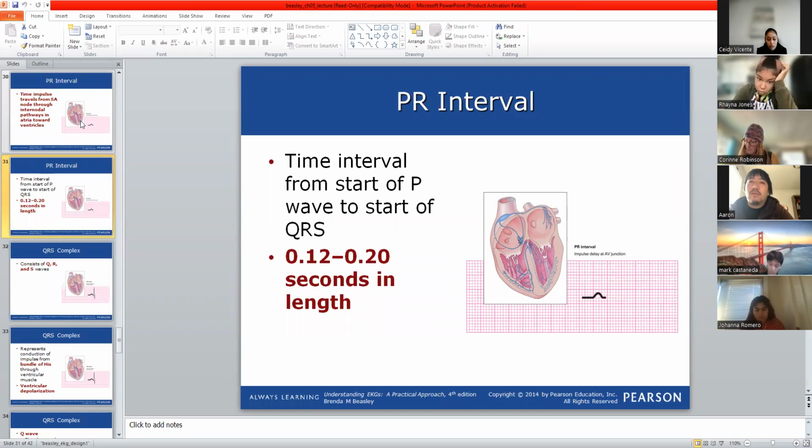So this number has to be fixed, has to be saved. The PR interval, Joanna, ranges between 0.12 to 0.20 second. Okay? Any change in this number, or getting bigger than 0.20, means delay in the conduction. Okay, Corin?